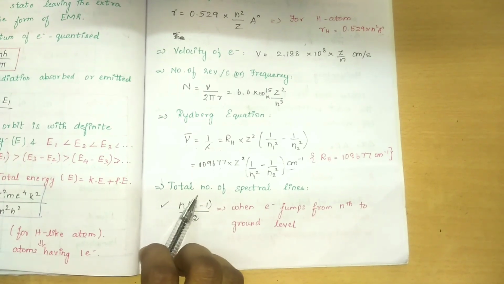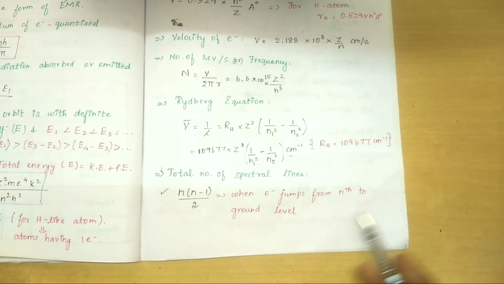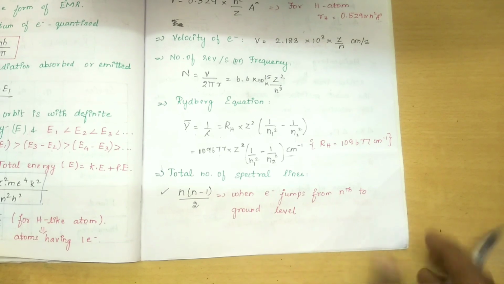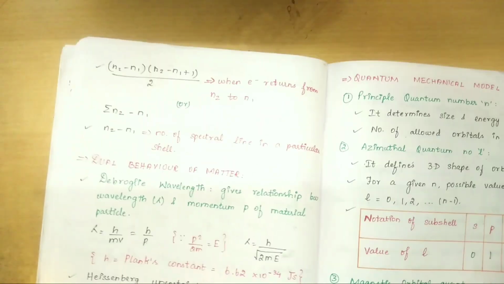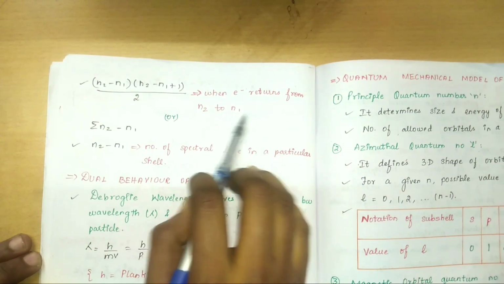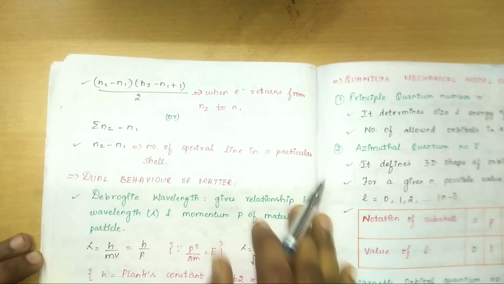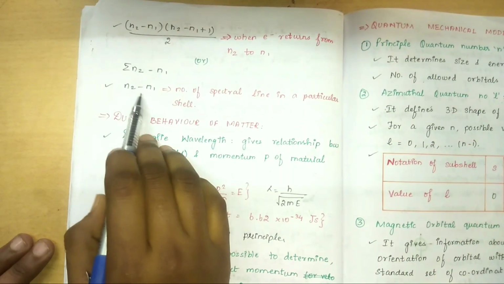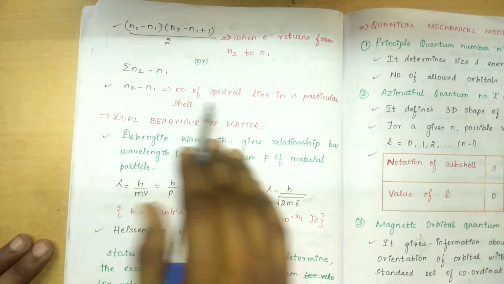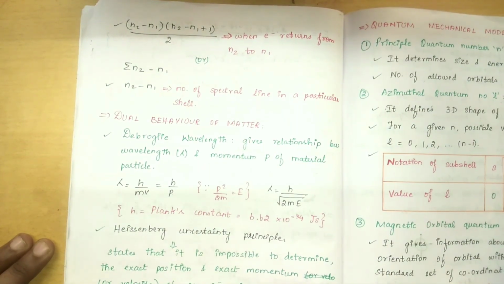Then the total number of spectral lines. When the electron jumps from nth level to ground level, you should apply this formula, n into n minus 1 by 2. If it jumps from any level to the second level or third level, you should apply this formula. When the electron returns from n2 to n1, it is n2 minus n1 into n2 minus n1 plus 1 divided by 2. Or else you can apply the summation of all n2 minus the ground state n1. And n2 minus n1 is the number of spectral lines in a particular shell. In a particular shell, how many spectral lines it can release.